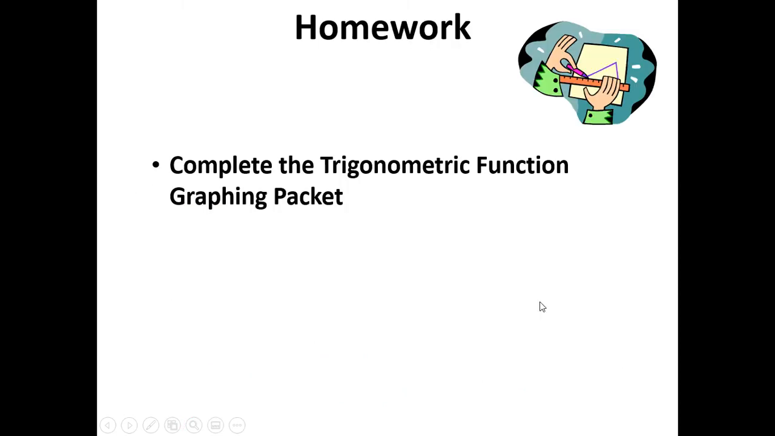All right, so I'm going to give you extra time today to work on the trigonometric function graphing packet, and I will post those solutions. In fact, I'll do that already, so they should already be out there. So you should be able to get that done today, so you won't have any homework over the break. So that's all we're going to do for today.